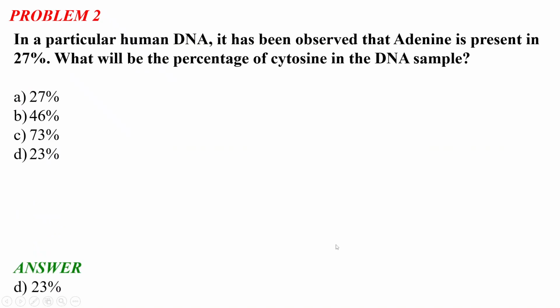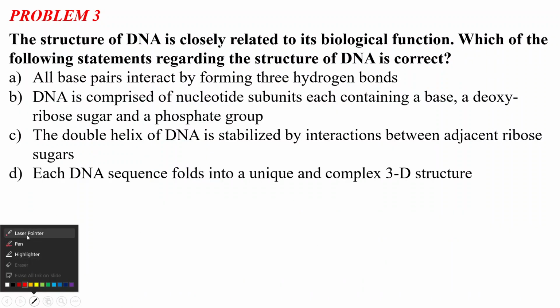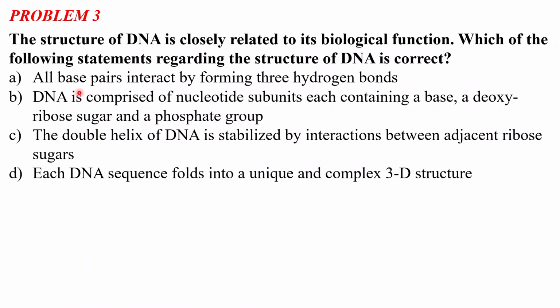Okay, so problem number 3, I will just repeat it. Which of the following statements is correct regarding the structure of DNA? Number A, all base pairs interact by forming 3 hydrogen bonds. Number B, DNA is comprised of nucleotide subunits, each containing a base, a deoxyribose sugar and a phosphate group. Number C, the double helix of the DNA is stabilized by interaction between adjacent ribose sugars. And number D, each DNA sequence folds into a unique and complex 3D structure.